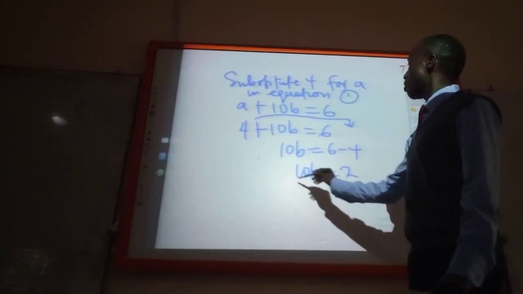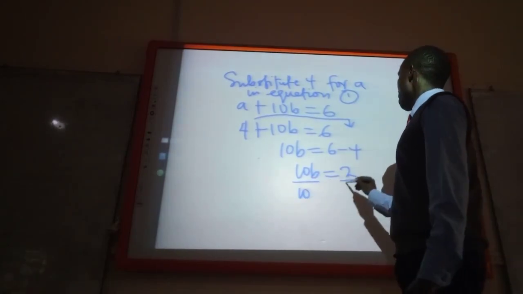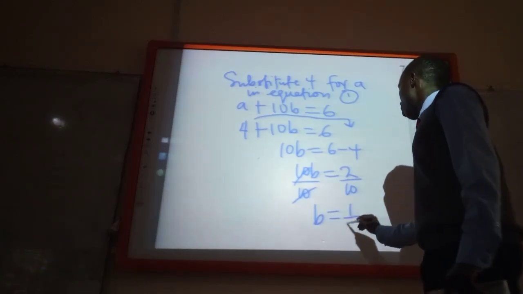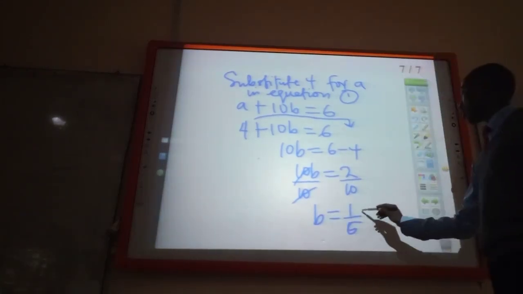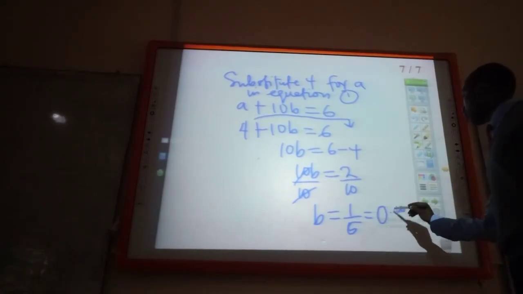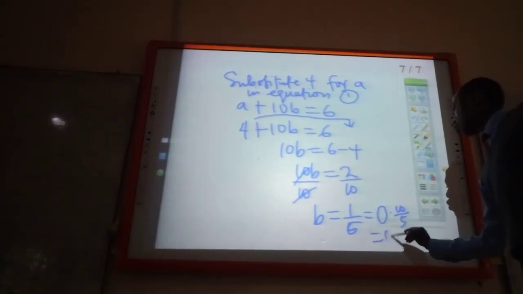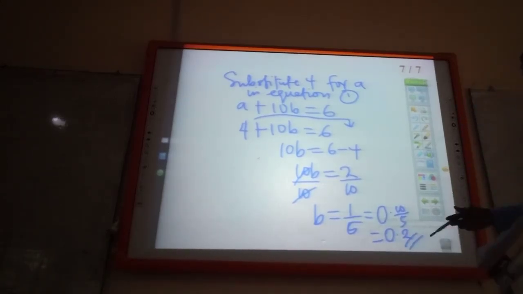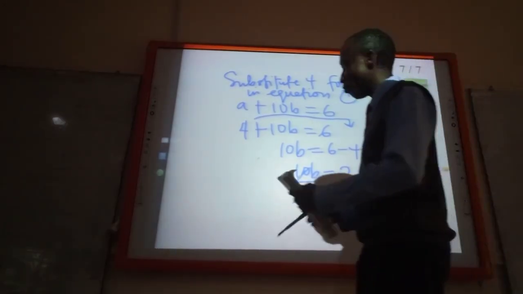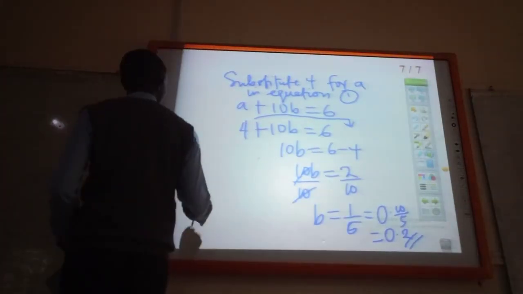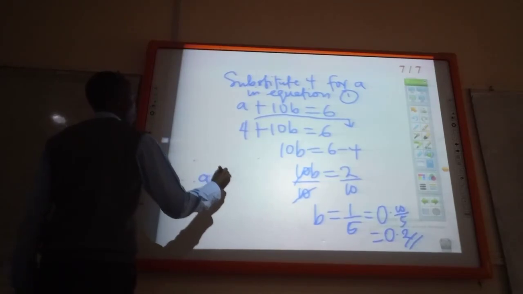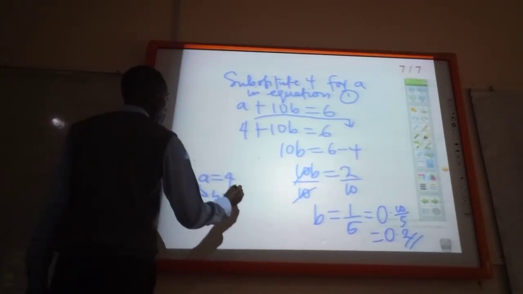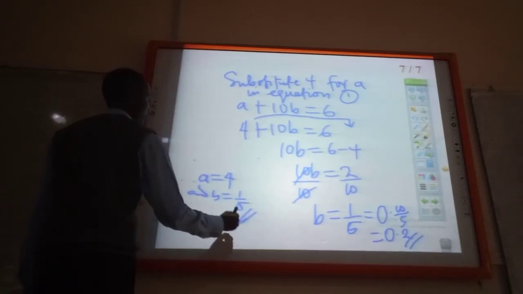Divide both sides by 10. What are you supposed to get? 1 over 5. If we are to take it to decimal, it will be 2 over 10, which is 0.2. So, therefore, A is equal to 4, and B is equal to 1 over 5. Who got it?